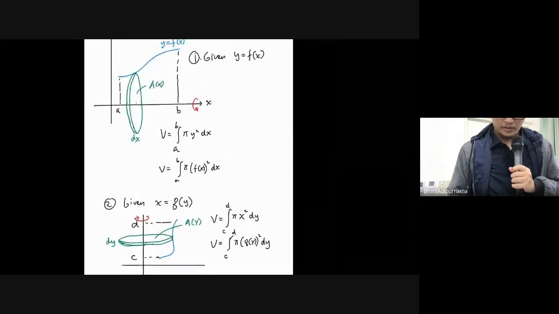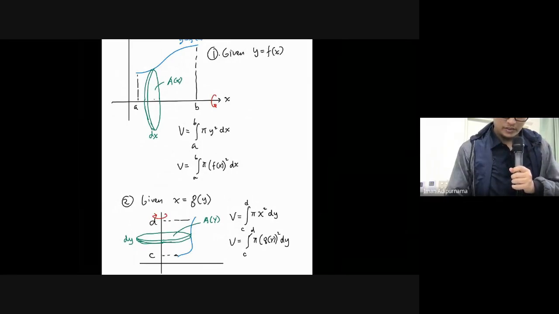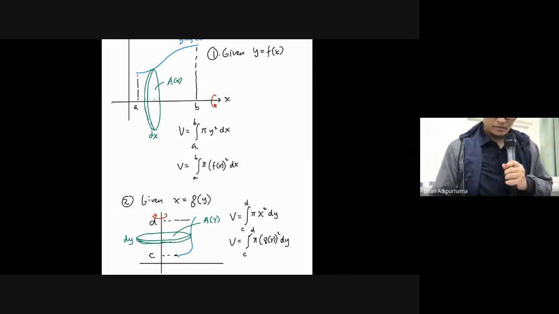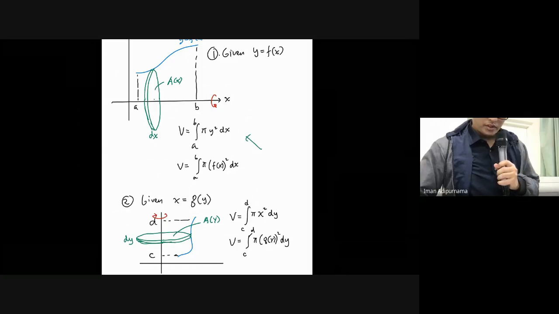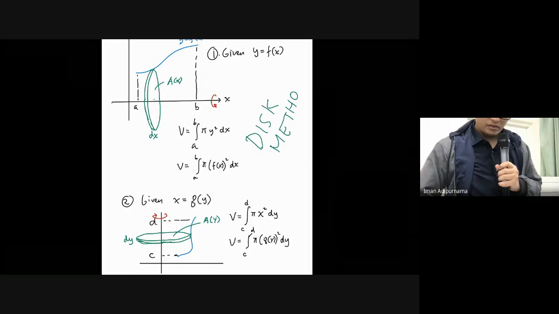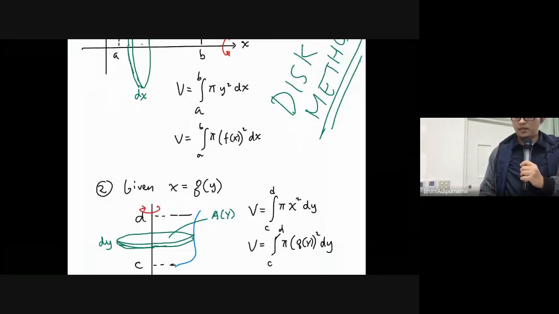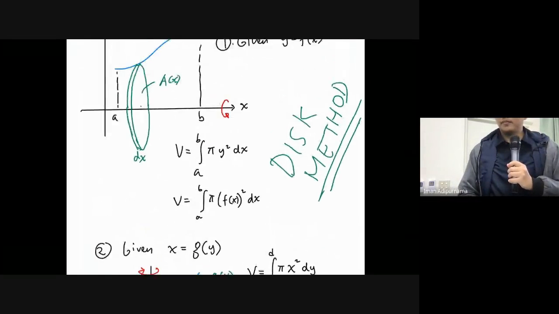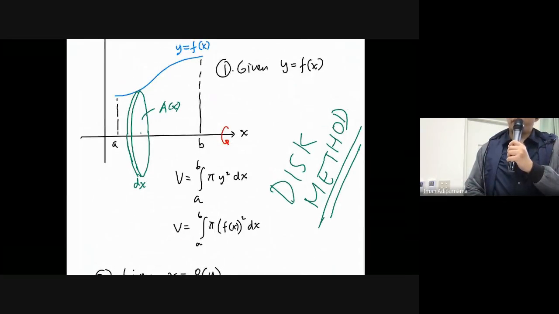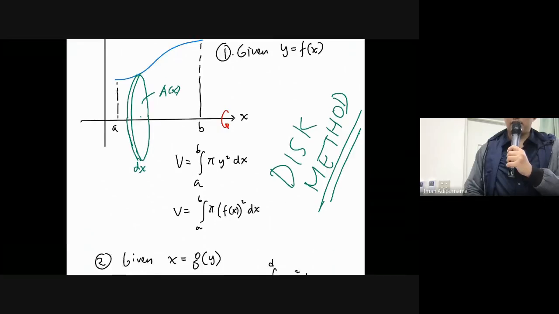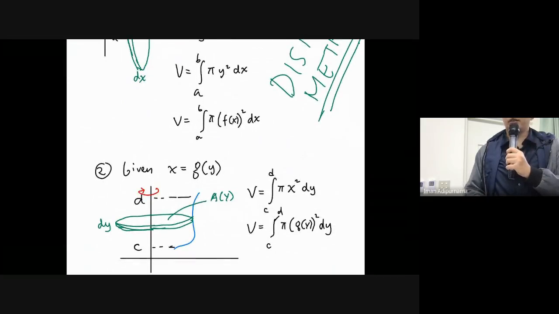We call these two ways the disk method. So the first one, if you have the function of x, the second one, if you have the function of y. Okay.